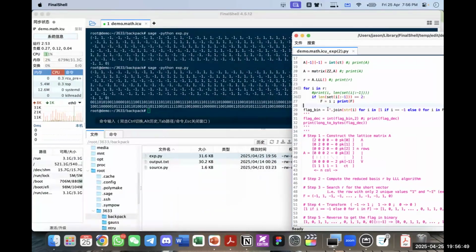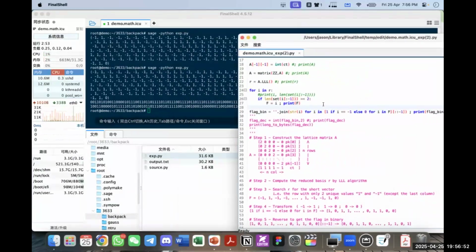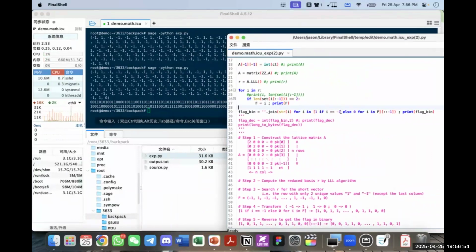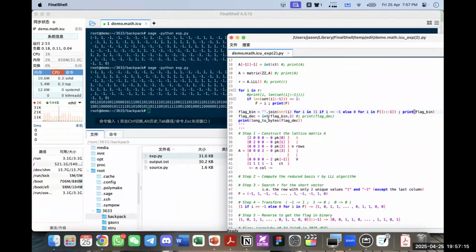Okay, so this logic would do the conversion. If the original is -1, we'll give 1, and else give 0. And then this one is actually doing the reverse, and then will give us the flag in binary. And with the flag in binary, we can use this int function to convert it back to decimal.